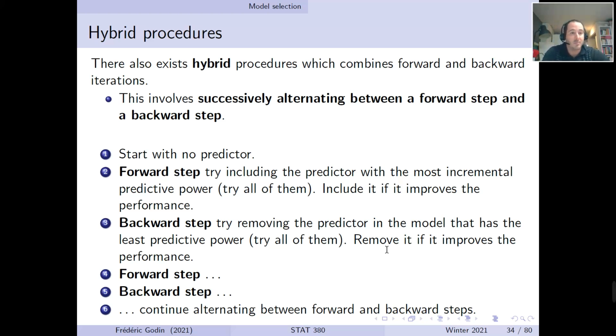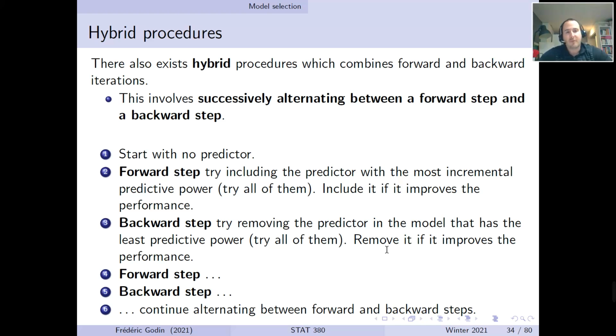In the typical hybrid procedure, you start with no predictor, then try to add one, then try to remove one, then try to add another one, then try to remove one, and you alternate between these forward and backward steps until eventually the model cannot improve performance, neither by adding nor removing any predictor. At that point you stop the procedure and keep the predictors you've included.